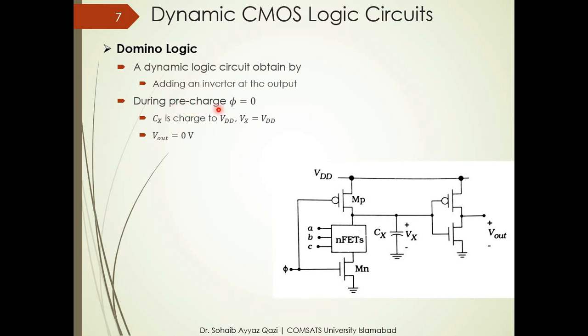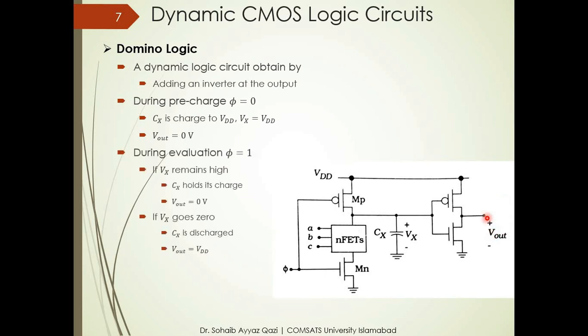When our phi is equal to 0, Cx, our output capacitor, will be charged to VDD through this point. And obviously, if this is charged to VDD, our output will be 0. But during the evaluation phase, phi is equal to 1, which means this NMOS will be on. This is the same logic that we have talked about earlier.